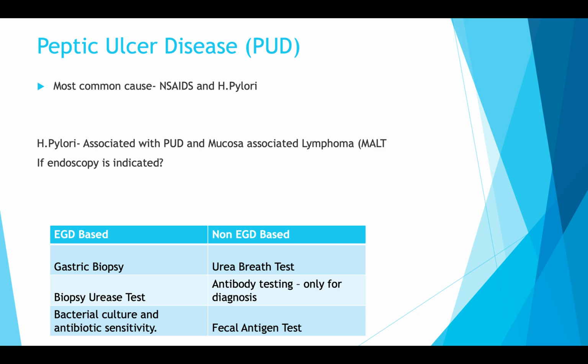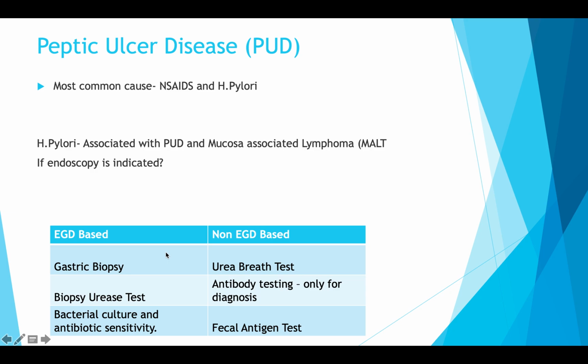So ask yourself, does the patient need an EGD? You don't need an EGD to diagnose anybody with H. pylori, but if the patient is getting an EGD regardless, or the patient is getting an EGD for other causes, then you can follow this algorithm, EGD-based testing. If the patient does not need an EGD, okay, there is no indication for EGD, then you can just follow this algorithm.